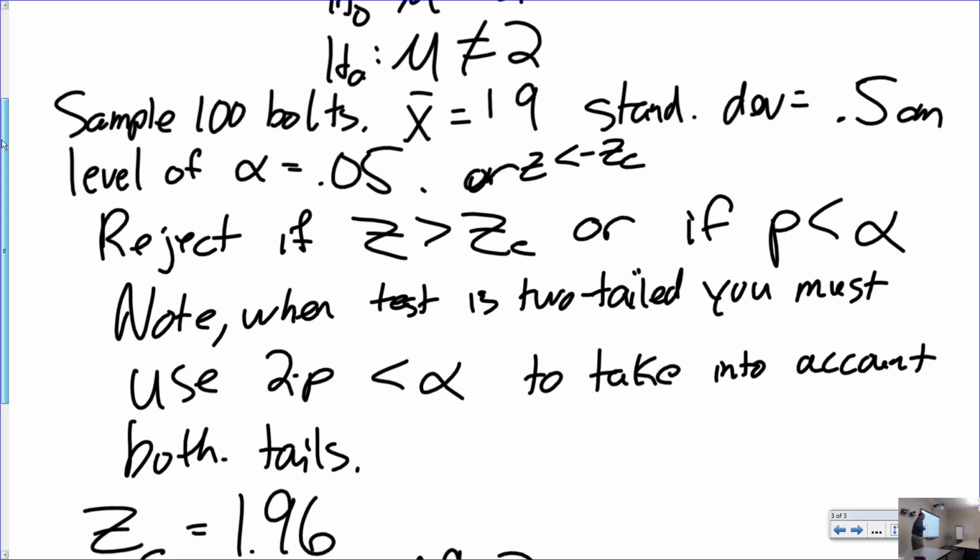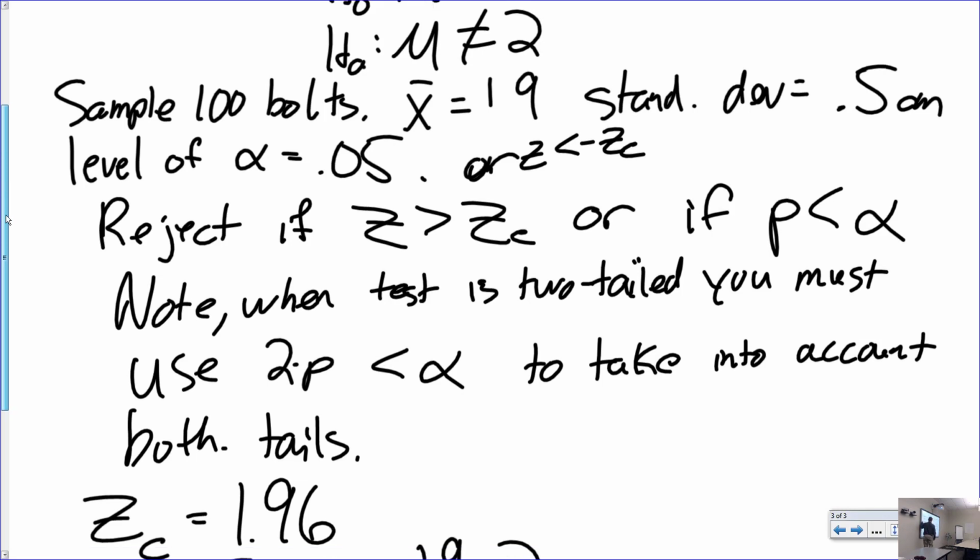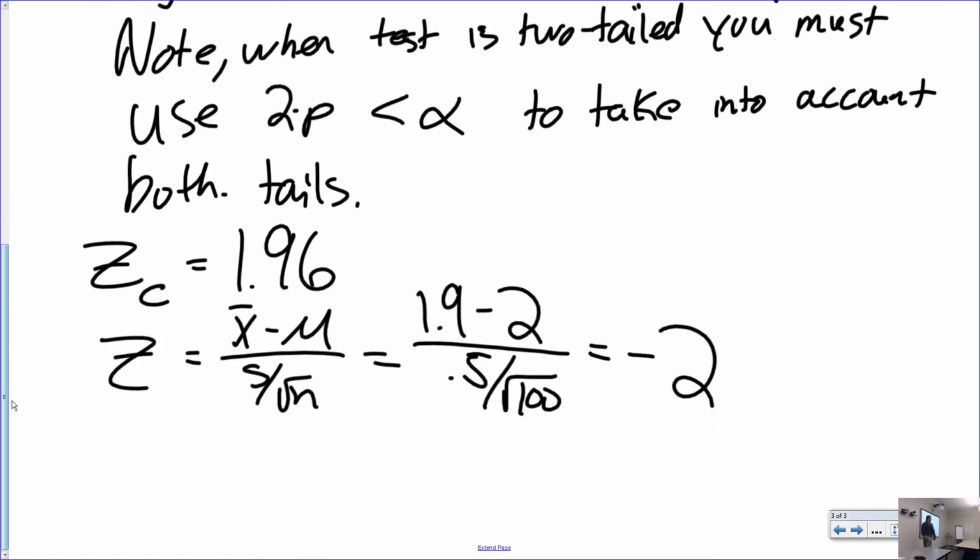Wait a second. Z greater than. Oh, okay, now. Think of it as take the absolute value of Z. If it's greater than the Z critical value, then you get to reject. So 2 is just a little bit greater than 1.96. So this is going to be one where we can reject.